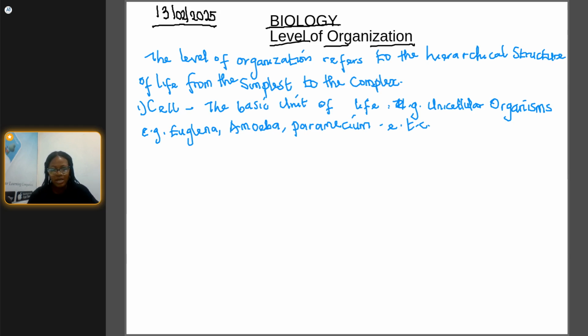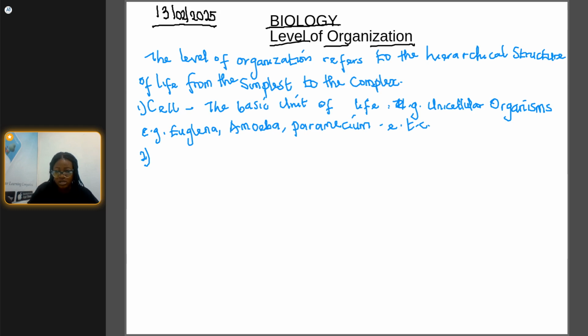Okay, so we have the euglena, we have the amoeba, we have paramecium. All these organisms are unicellular organisms and they have just one cell. Like I explained earlier, they are called unicellular organisms because they have just one cell in them. Okay, so we move to the next hierarchy order. We move to the next level.